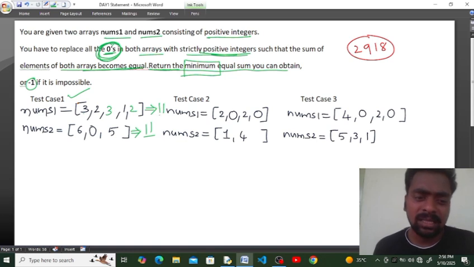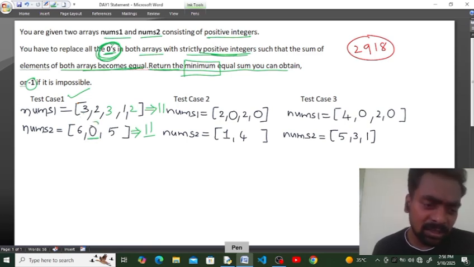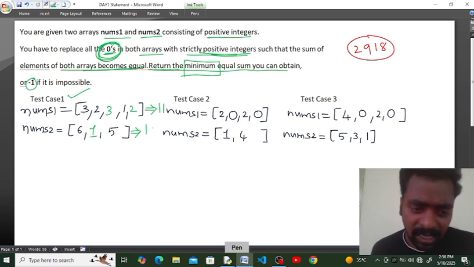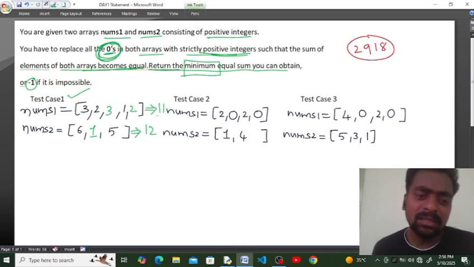But don't say the answer will be 11, okay? Because in the second array we also have a 0. In the question, it is mentioned that all the zeros of both arrays must be replaced. So this 0 must be replaced; we have to replace it at any cost. Let me replace this 0 with 1. So now the total sum is not 11, it is 12. Now the sums of both arrays do not match.